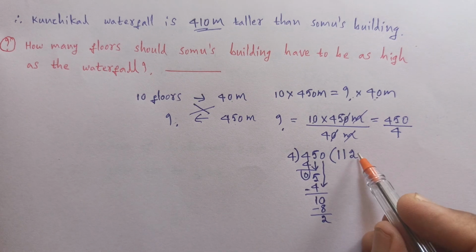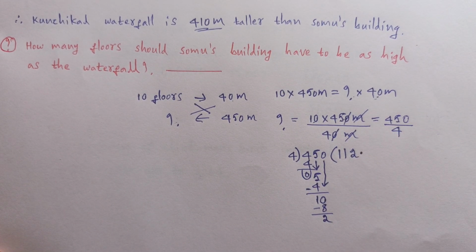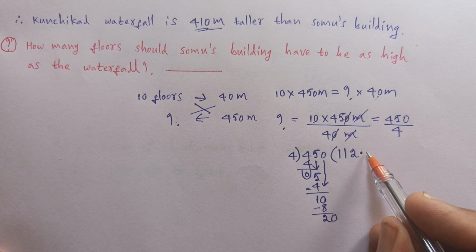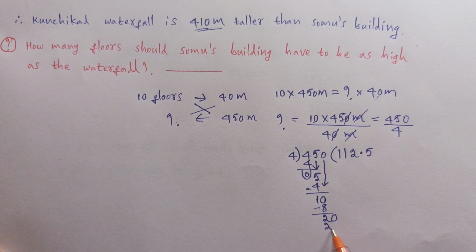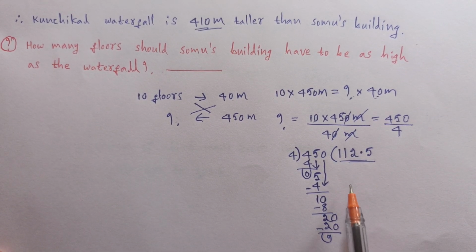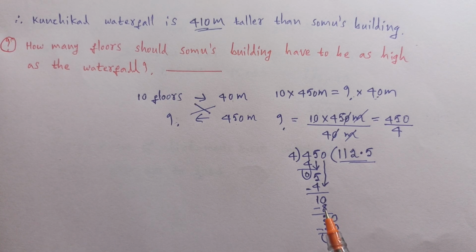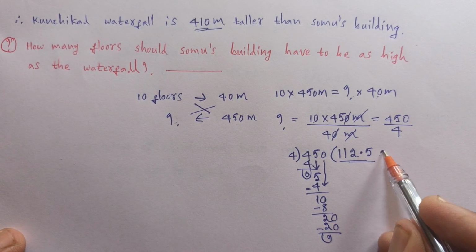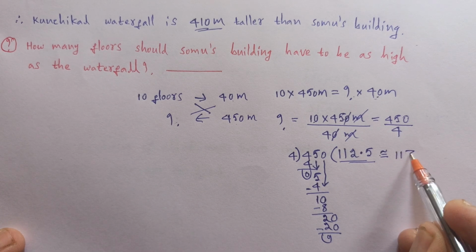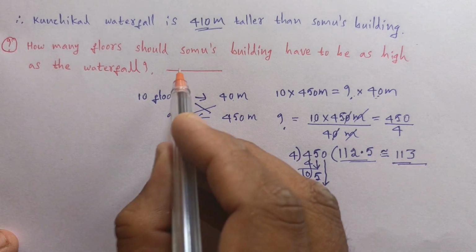Next, here 2 is there, which is smaller than 4, and here nothing we can drag. That's why we have to place a fractional point and indicate 0 just beside 2. So now 2 becomes 20. In the 4 table, 4 fives are 20. So here the number of floors is 112.5. But we cannot construct half a floor, so we will round it to 113. So the answer is approximately 113 floors.